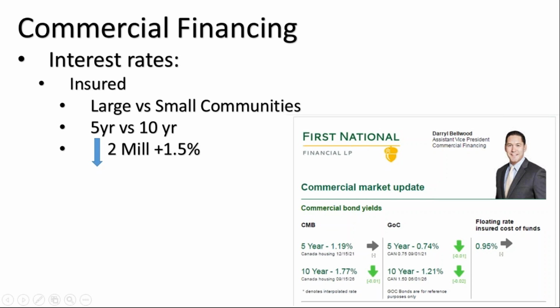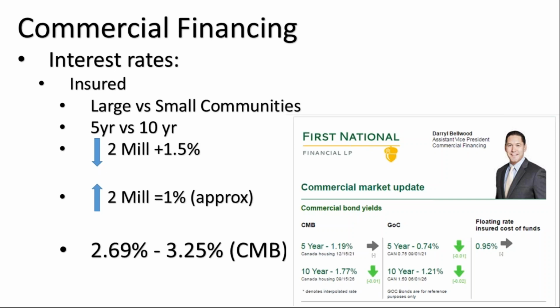See if you can see my mouse here or not. Maybe not. Okay. Down on the bottom right in First National, you can see CMB or GOC, the rates that they have right there. What First National will do is assess the risk of the property, the value of the property, and add on, and I'm just picking a number here, 1.5% onto the rate if it's under $2 million. If it's a bigger mortgage over $2 million, then they may discount it and add on 1%.